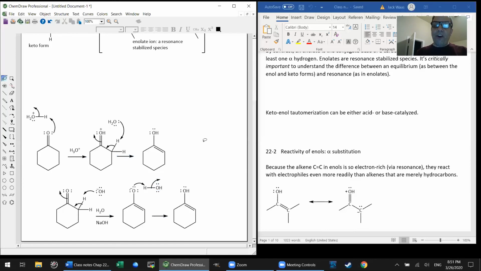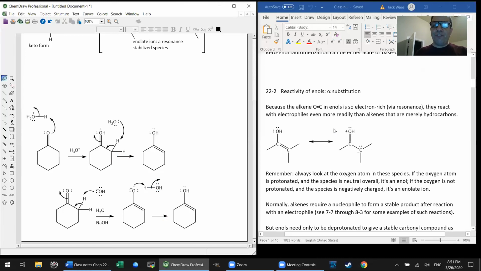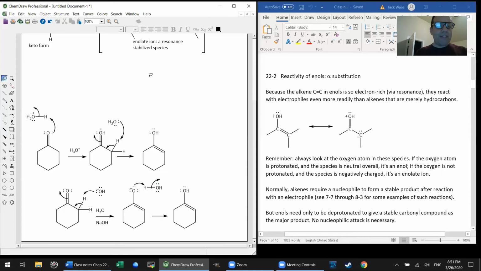So all that being said, before we get into the actual reactions of enols and enolates, I want to talk a little bit about alpha substitution processes in general. That's what this chapter is about.